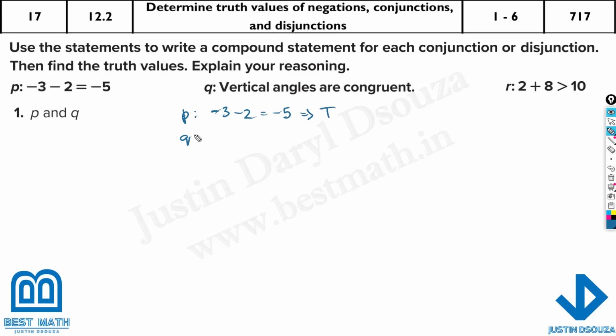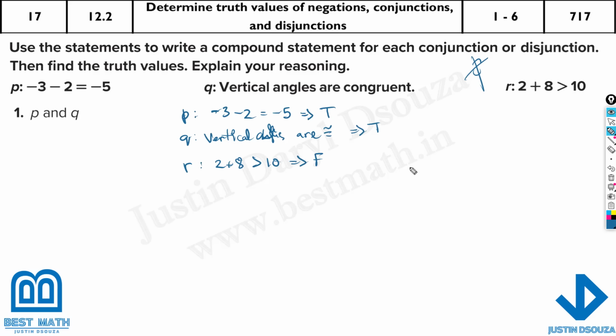What about Q? Q, vertical angles are congruent. Vertical angles, yes, they are congruent. Vertical angles are like this. They are equal to each other. Vertical angles are congruent, you can just write it in short forms. Okay, they're congruent. That is true as well. What about the last statement? 2 plus 8 is greater than 10, that is false, because 2 plus 8 is equal to 10, not greater than 10. This is false. The first two are true, but the last one is false.